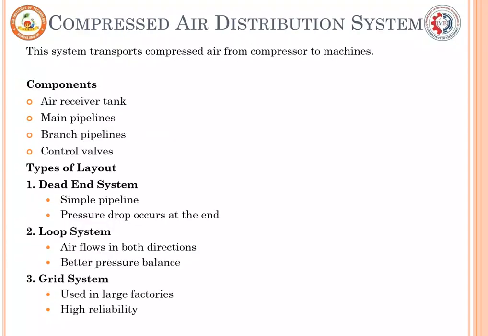If you take a compressed air distribution system, it will have an air receiver tank, main pipelines, branch pipelines, and a control valve. In the layout, you can expect a dead-end system, which is a simple line where pressure drop occurs towards each end of the system. In the loop system, air flows in both directions, and there will be better pressure balance in the overall loop. A grid system is used in large factories, and the overall reliability will be high.